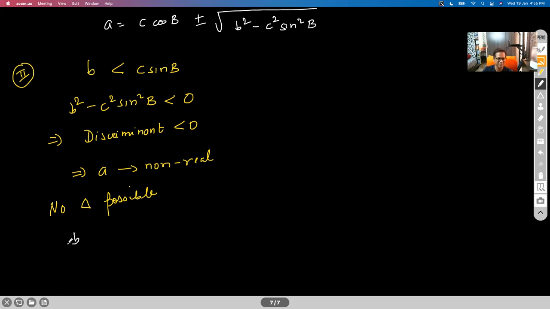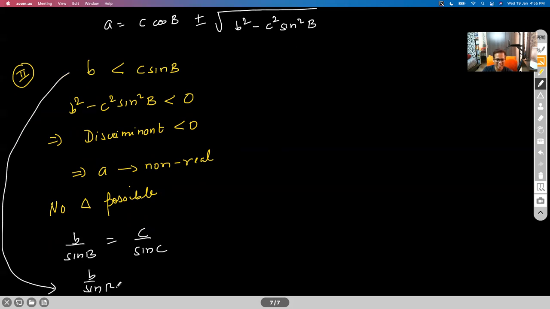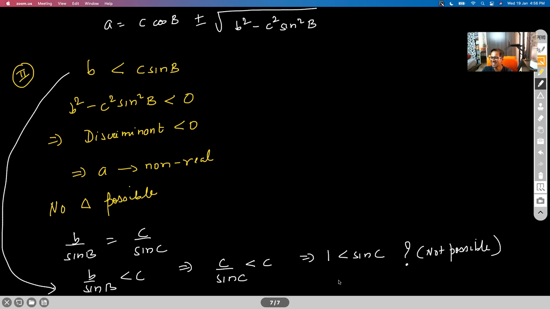See, if you're saying b by sine B is equal to c by sine C. Now you're trying to say from here that b by sine B is lesser than c. So that means you're trying to say c by sine C is lesser than c. That means you're trying to say sine C is greater than one. How is this possible? This is not possible. In any angle, sine C cannot be more than one, right?